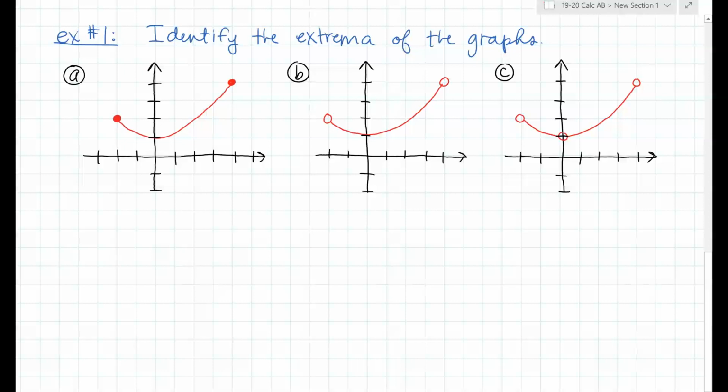All right, so for part A, does this have an absolute maximum? Yeah, where is it? At 4, 4. Okay, so I'm going to put absolute max at 4, 4. Does this have an absolute minimum approximately? Where do you guys think it is? At 0, 1.